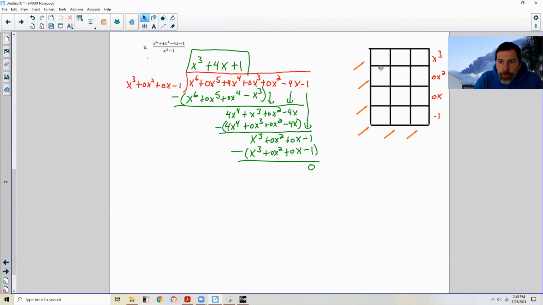Bring this over here. So we're working in the opposite direction to check. And I will write what we had originally. So that's x to the 6th, 0x to the 5th, 4x to the 4th goes here. 0x cubed, 0x squared, negative 4x. Uh-oh, what's going on here? 1, 2, 3, 4, 5, 6. I have 7. All right, I do not have enough, so let's undo that.